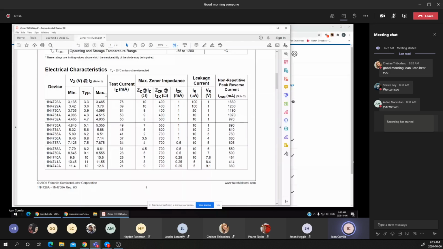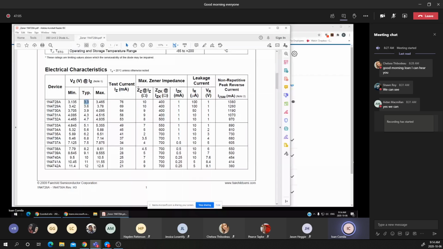Those typical values are standardized values, but you notice that the delta VZ, or the minimum and the maximum voltage across the Zener diode, is 3.135 and 3.465. In our calculations, we'll take the typical value, which means that we are not taking into account the variation of the VZ. We are using just the VZ value, not the delta VZ.